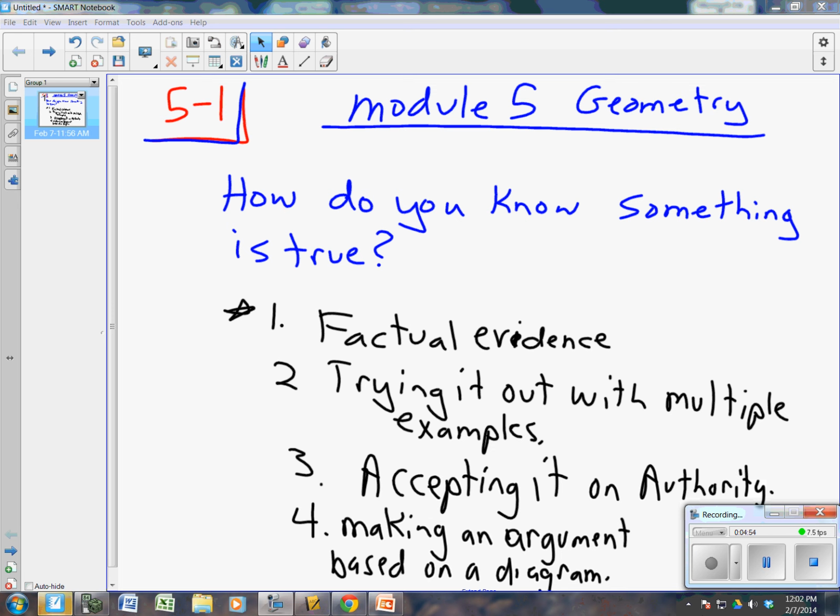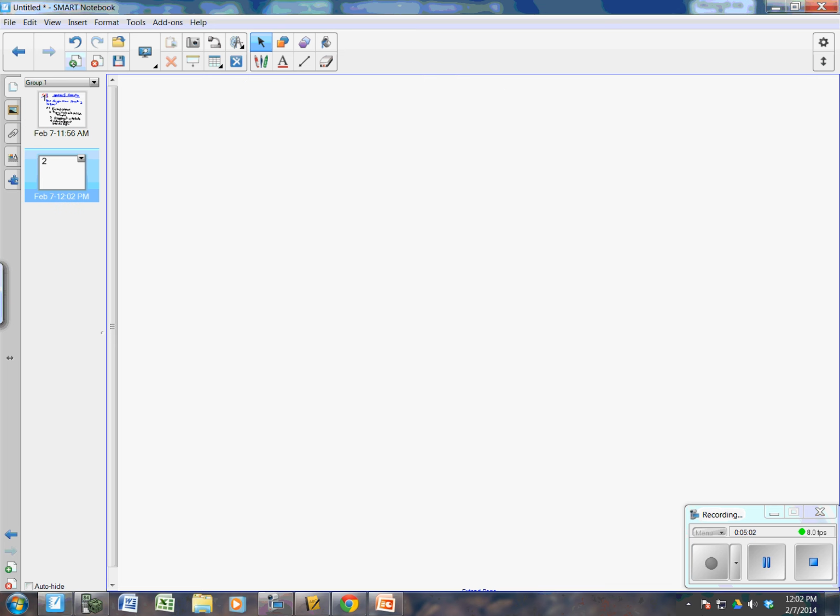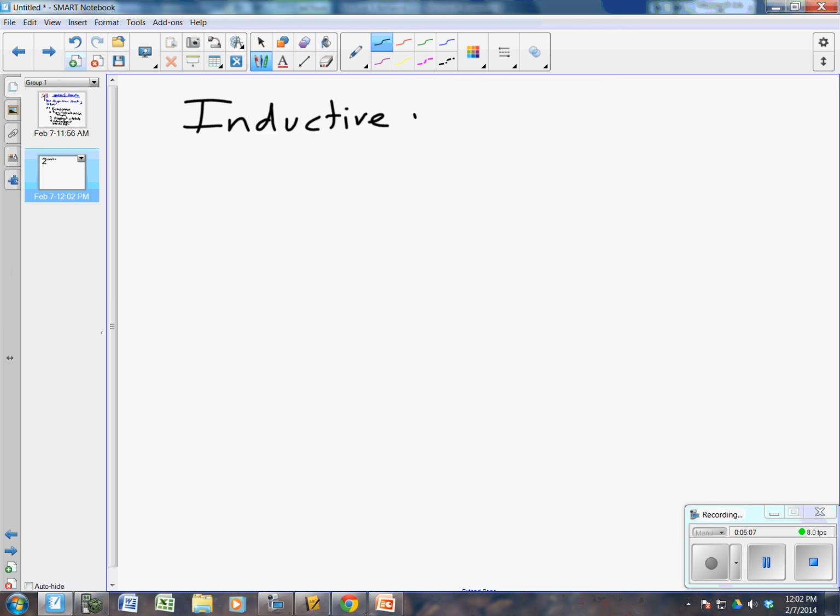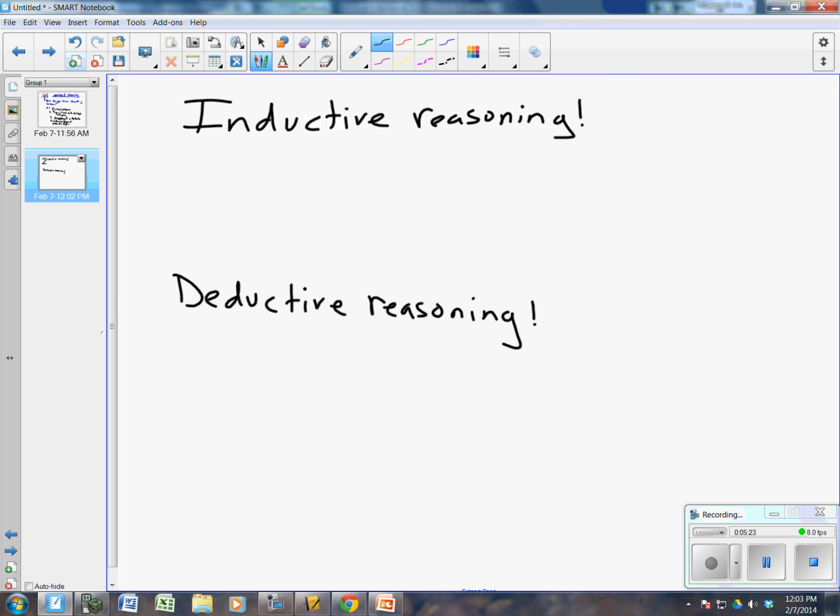Now, basically it boils down to different things, you guys. There's something called inductive reasoning and deductive reasoning. I want you to know these two words, inductive reasoning and deductive reasoning. Okay? We're going to do both of these today. Okay, so what are these?